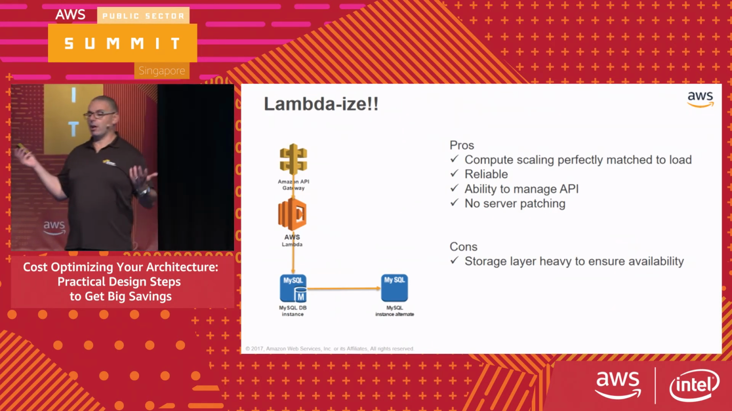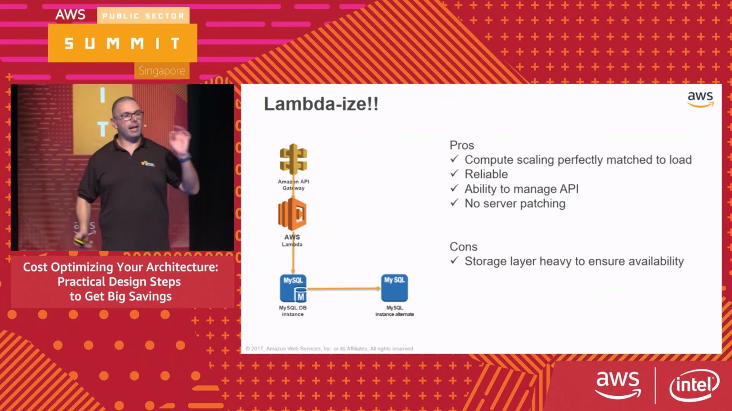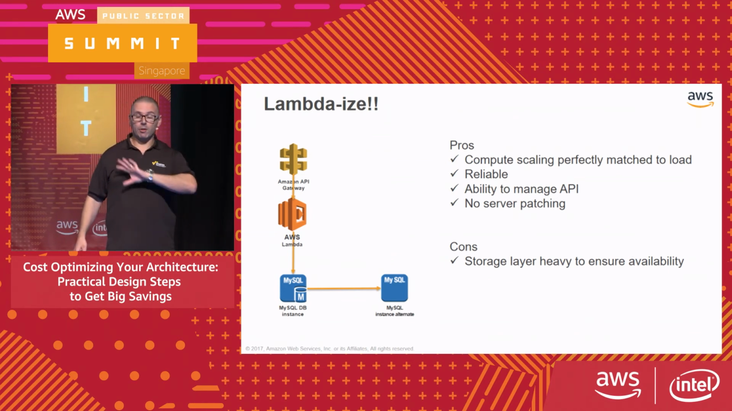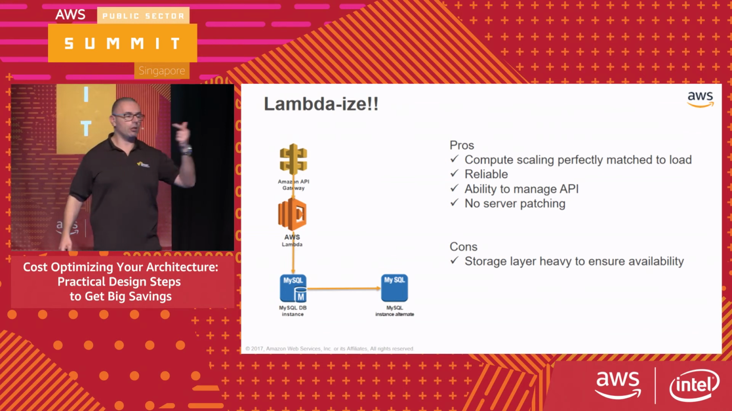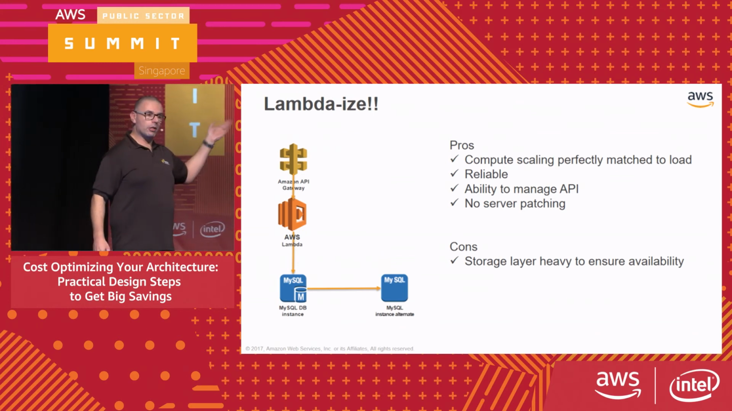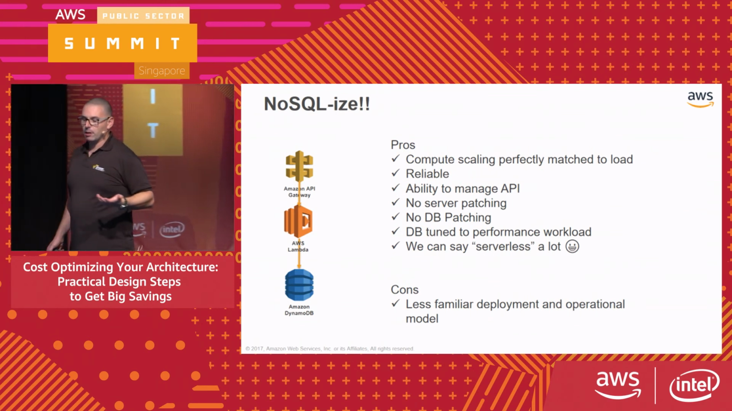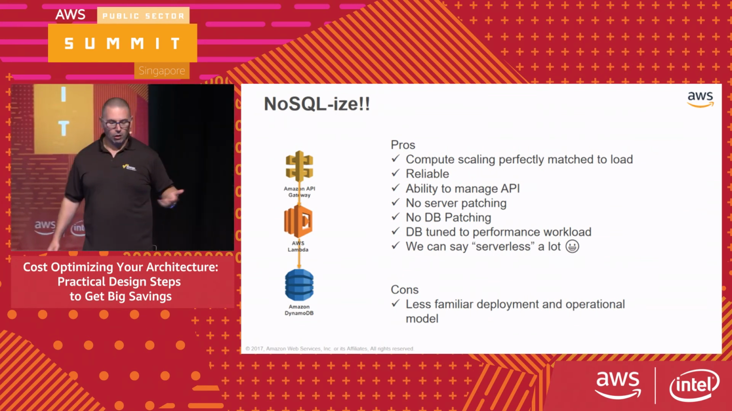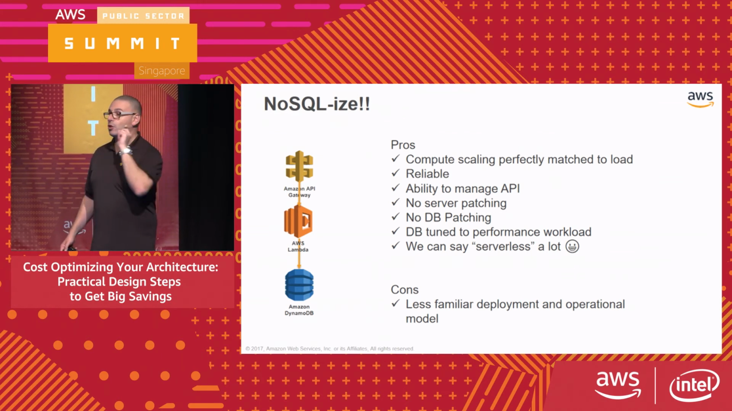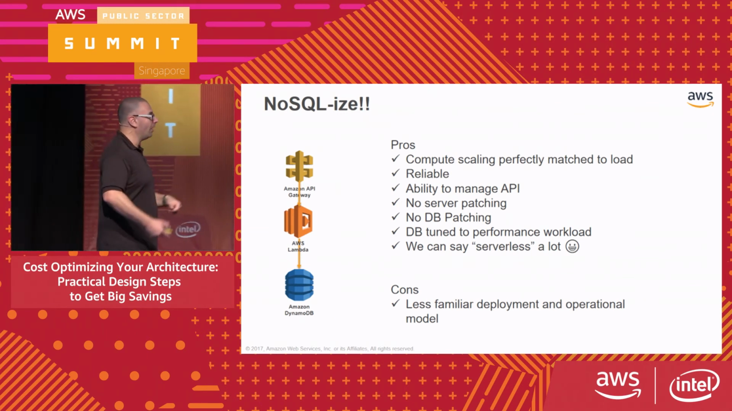So the next thing is to lambdaize it. So I've got rid of that server layer altogether. So now my scaling is very well matched to my load, which is great. I'm using API Gateway, so I don't have to manage the API, security, DDoS protection, throttling, done. I don't have any service to patch anymore, but I've still got this heavyweight storage layer, don't I? So what's my next evolution? DynamoDB. I NoSQLize it. So suddenly I've got all this highly tuned, really effective platform, and I get to say serverless a lot, which is even cooler than saying Docker a lot, so that's the next level.